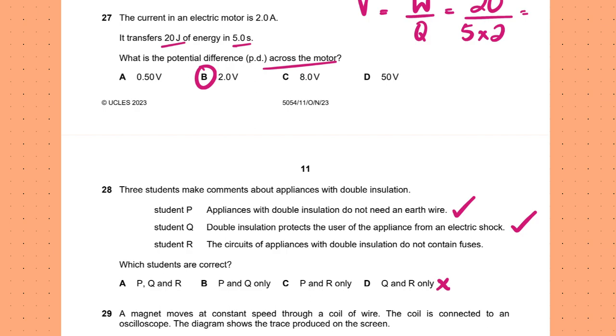Circuits of appliances with double insulation do not contain fuses. False. Fuses are still used in appliances with double insulation because a fuse can protect the appliance, and even if you have double insulation, the appliance can still get damaged, so we still use fuses. So it's P and Q only, so option B.